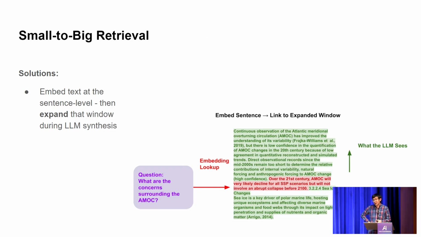So an idea that you can try is small to big retrieval, where you embed text at a sentence level and then expand that window during LLM synthesis. The intuition is that retrieving on more granular, smaller pieces of context generally works better for fetching the relevant sentences from the document. But once you fetch the relevant sentences, you want the LLM to have enough context to synthesize a coherent response. This balances between having too much context for retrieval and too little context for LLMs by doing both, right? You take in the sentence, embed the sentence, look at it, and then once you have a reference to the rest of the text, expand that window.